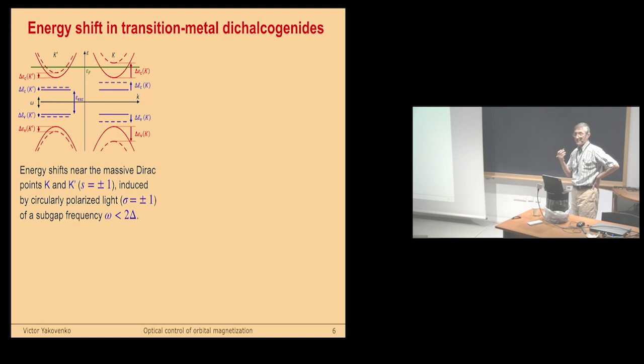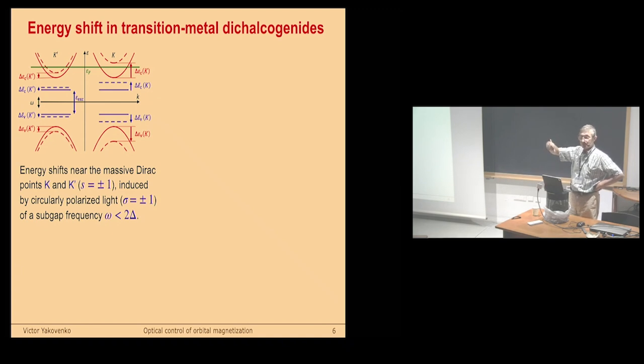They have non-zero Berry curvature. So the Berry curvature of these two Dirac points in TMD materials has opposite signs. So they do have non-zero Berry curvature, and it has opposite signs in the two valleys. Okay. Now let's take this system and shine circularly polarized light.